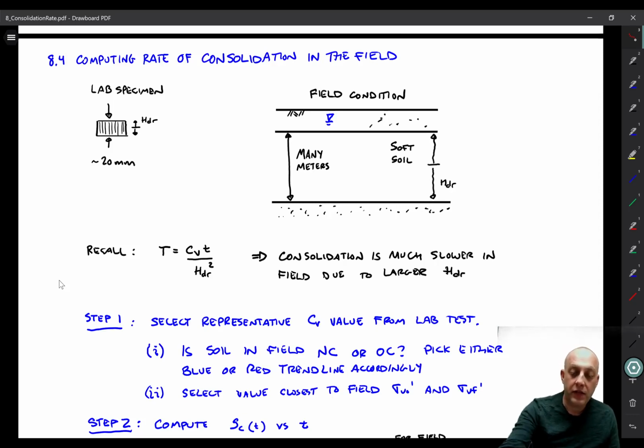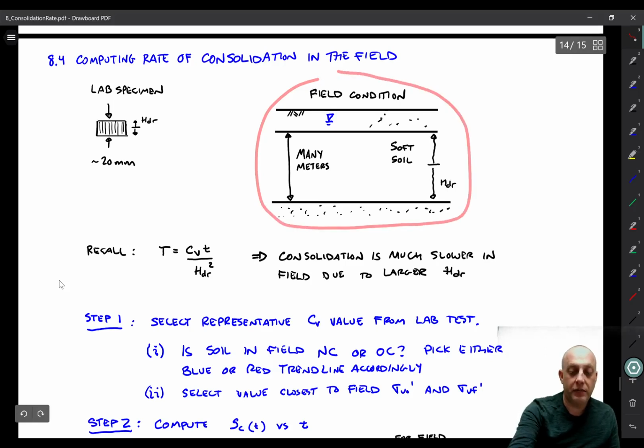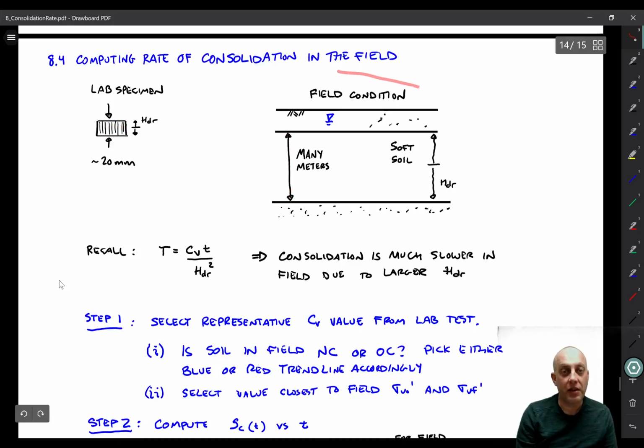Okay, when we go to the field, the layer thickness is much bigger, right? We're not dealing with a 20 millimeter thick layer anymore. It might be many meters, maybe it's a meter, it's going to be thicker than 20 millimeters. So recall our definition of time factor was C sub v, which is a material constant, and then we have time, and we have drainage path length squared.